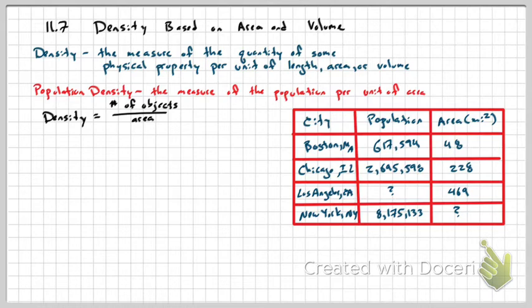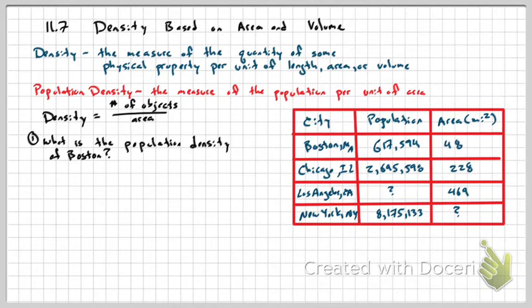In this case, there are 617,594 people in the city of Boston, and the city of Boston is 48 square miles, compared to 2,695,598 people living in the city of Chicago, and the city of Chicago is 228 square miles big, compared to the city of LA, which is 469 square miles, etc. So what is the population density of Boston?